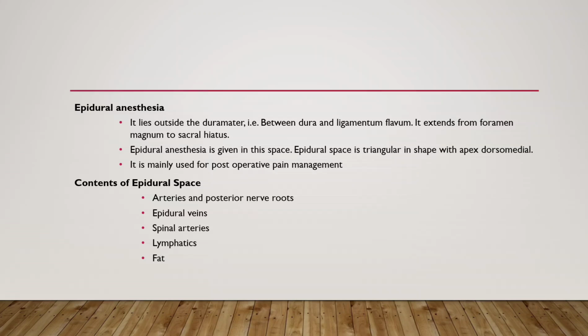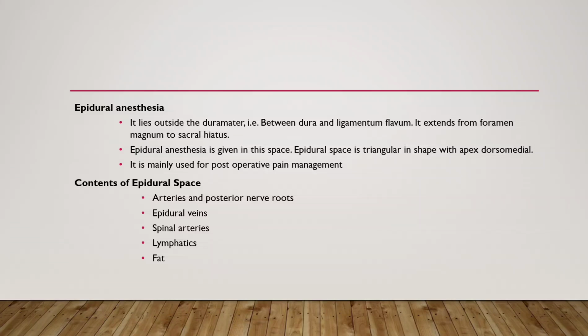Next we are going to discuss epidural anesthesia. Epidural anesthesia is given in the epidural space, which means extradural or peridural space. It lies outside the dura mater, that is, between the dura and the ligamentum flavum. It extends from the foramen magnum to the sacral hiatus. Epidural anesthesia is given in this space. The epidural space is triangular in shape with apex dorsomedial.